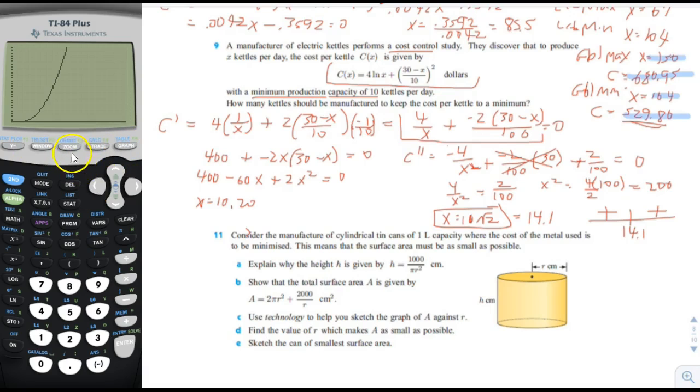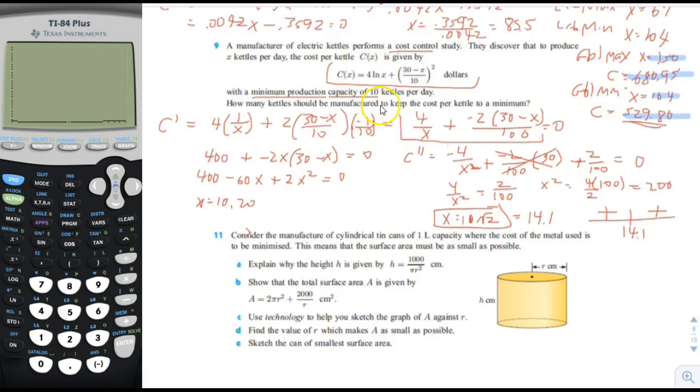So we'll do trace 10. That gives us 13.2. And then we do trace 20. Get 12.9. I still can't see what's going on here, so let's make the window a little bit narrower. This is 10 to 150, we'll do 10 to like 30. Then we'll graph. It kind of goes down, you see. Okay, so the 20 is going to be the lower minimum.